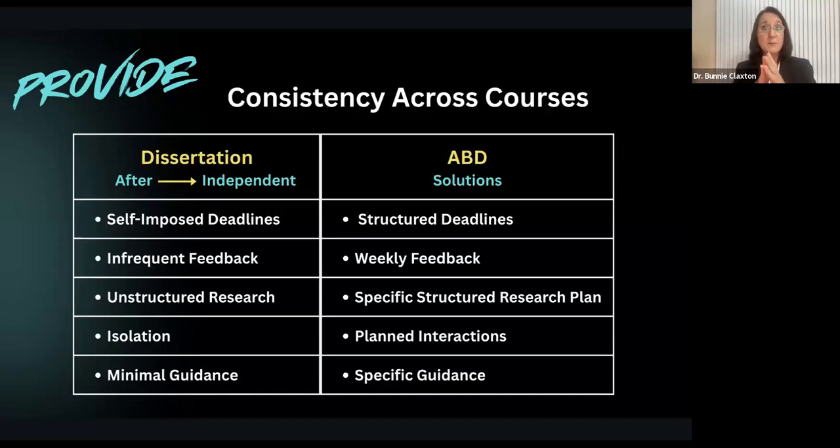We're giving them the template for their dissertation, and we're saying this is essentially your goal. You need to fill out this entire dissertation template, and we're going to show you how to do it. And we're going to do this through structured assignments with weekly feedback and planned interactions. What if we do give them this specific guidance that they need? I would say that this is going to help with that ABD rate.